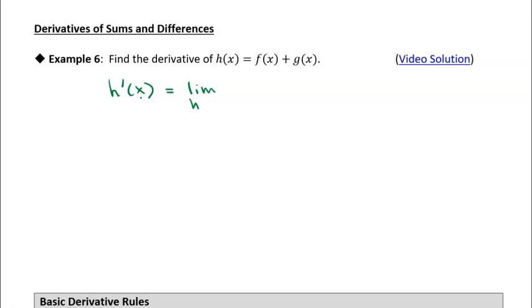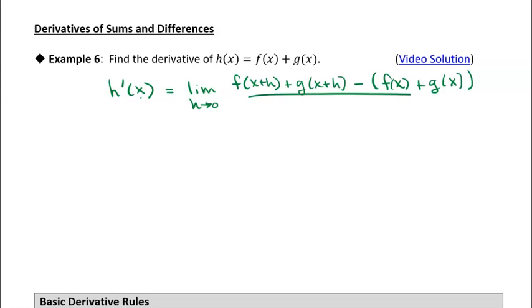We're going to do the limit as h approaches 0 of, okay, so we have f of x plus h plus g of x plus h, right? That's our h of x plus h. And then we're going to subtract, in parentheses, f of x plus g of x. Okay, that's our h of x, the sum of two functions. And then we're just going to divide all of that by h.